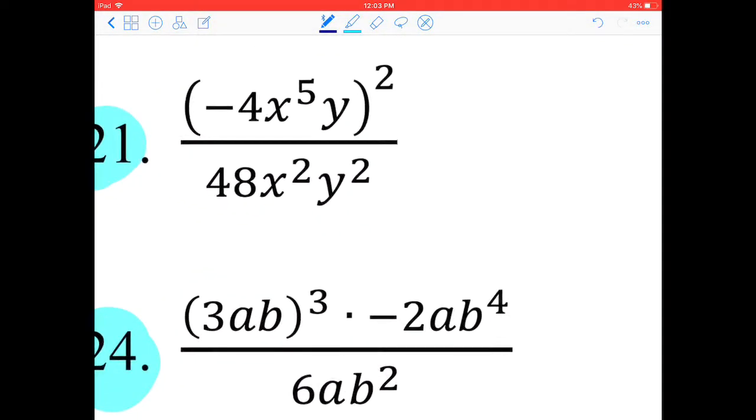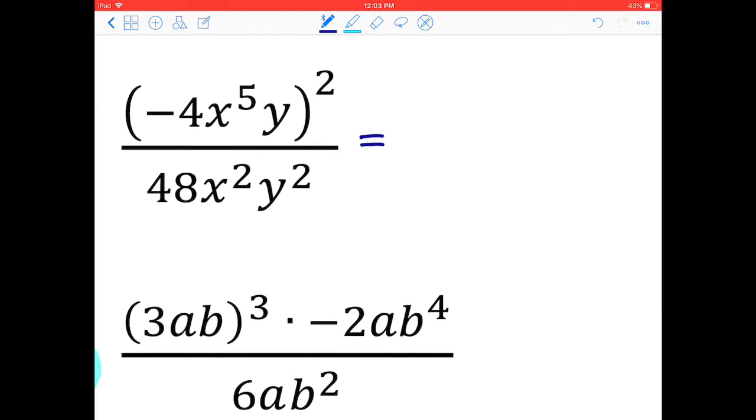21. So this is quotient property, obviously, because of the fraction line. But then we also have an exponent on the top here that we need to do first. So let's start there. Negative 4 squared is 16.